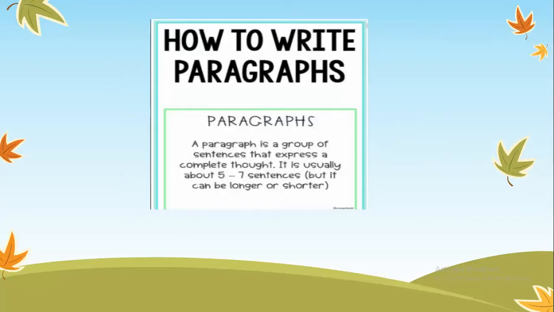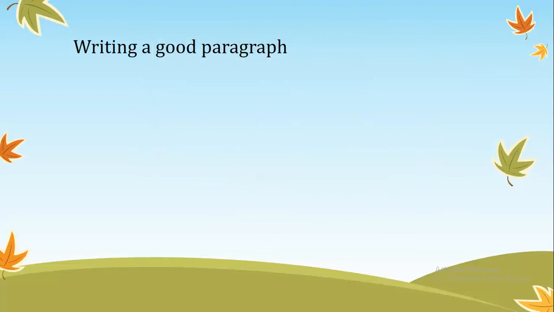How to write paragraphs? First of all, you must understand that a paragraph is a group of sentences that expresses a complete thought. It is usually about 5 to 7 sentences, but it can be longer or shorter. So, the sentence is a group of words. The paragraph is a group of sentences. The text is more than one paragraph. Writing a good paragraph.